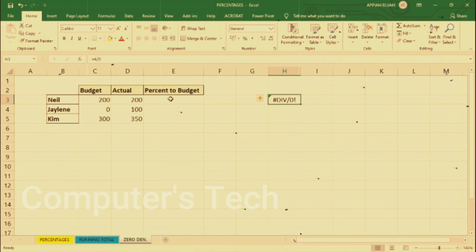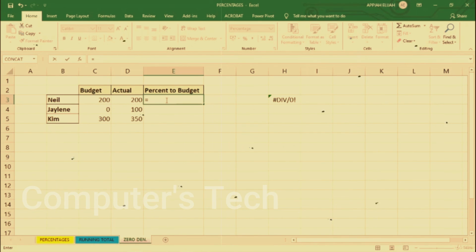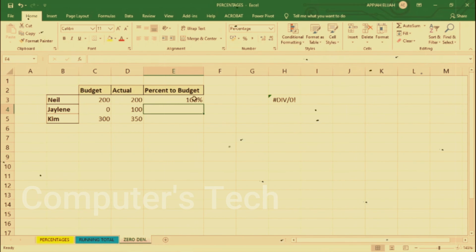So percent to budget means that we are going to find the percentage of actual to budget. So we divide actual by budget and then change to percentage format. Over here, we specify our equal sign and then this value divided by this: D3 divided by C3. We press enter and we get 100%. And when you use the fill handle and drag to the last cell we used to calculate and release, it will now give you the values.